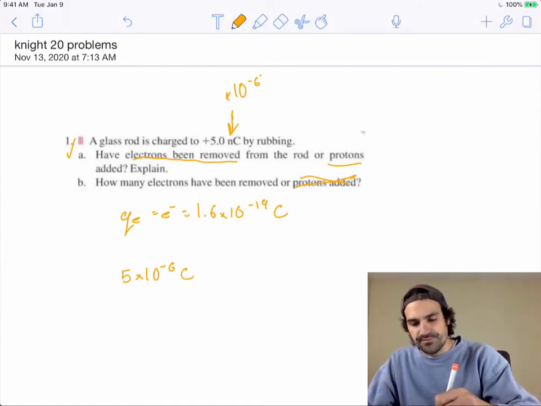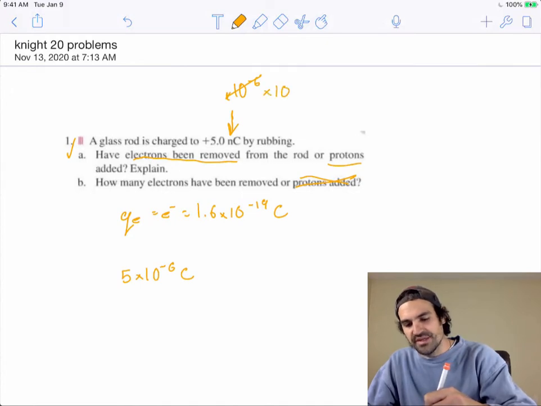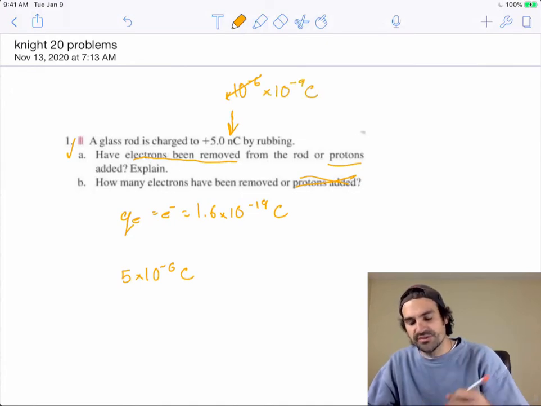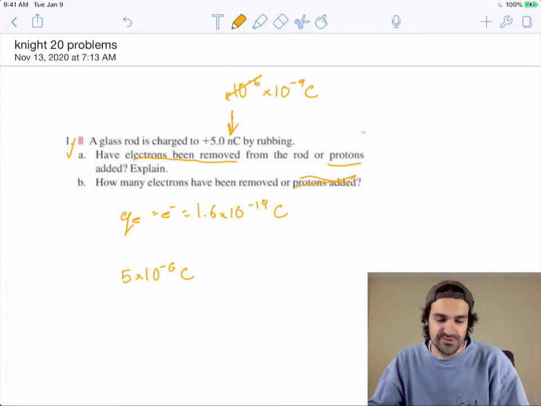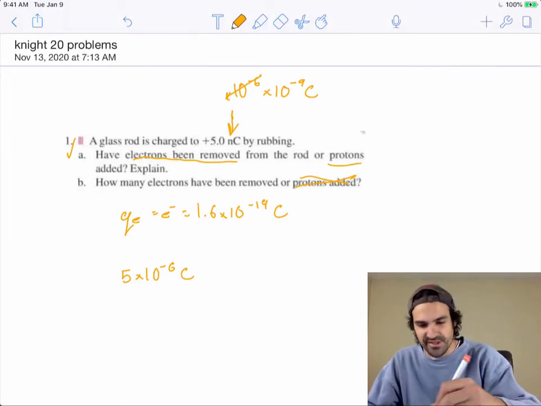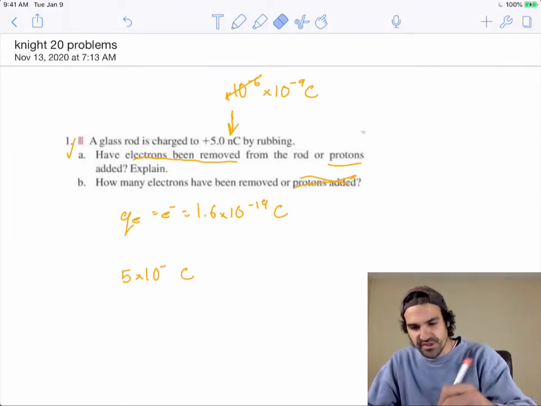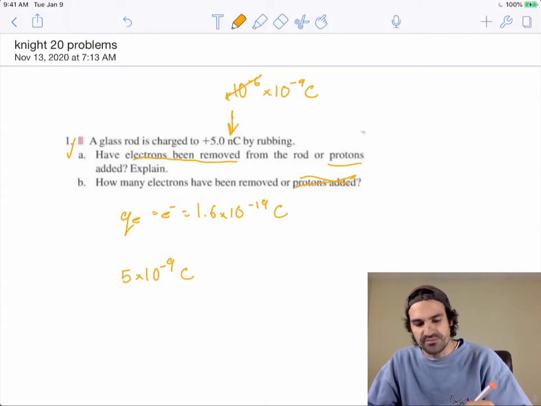I'm so sorry. This is times 10 to the negative 9th coulombs. I'm sorry that I missed that before. Hopefully when you were starting off with this video, you caught that and you were wondering what the heck I was thinking. So this should be times 10 to the negative 9th coulombs.